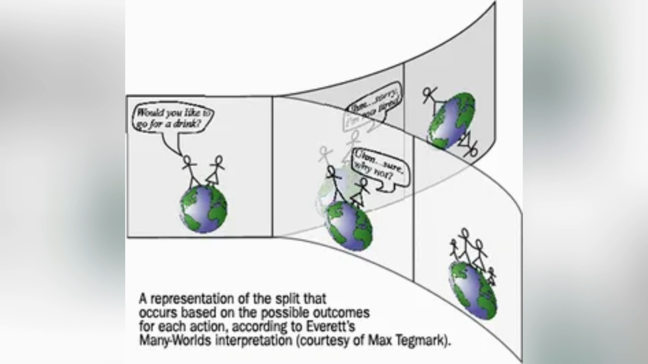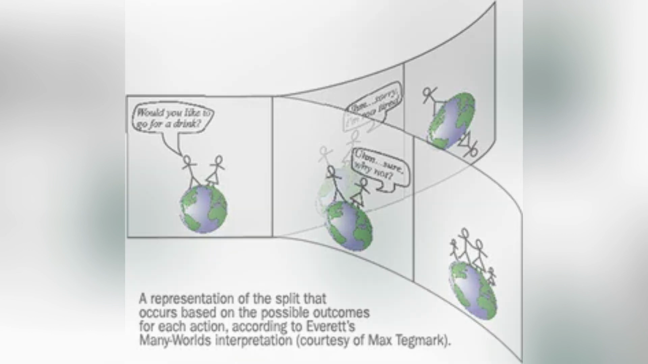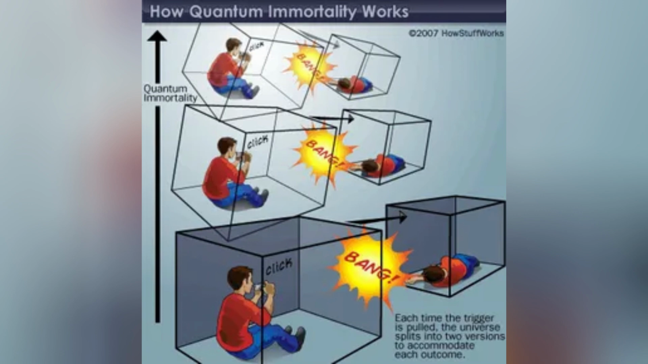Now, how does this relate to quantum immortality? The theory takes these quantum principles and applies them to consciousness and the multiverse. According to the many worlds interpretation of quantum mechanics, every time a quantum event with multiple possible outcomes occurs, the universe splits into multiple branches, each representing one of these outcomes. In one branch, you might narrowly avoid a fatal accident, while in another, you might not.